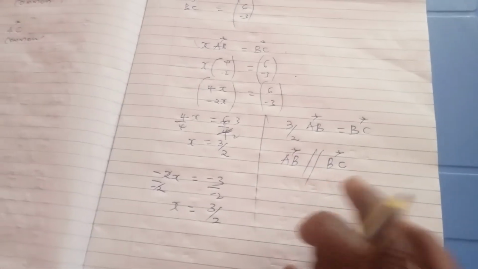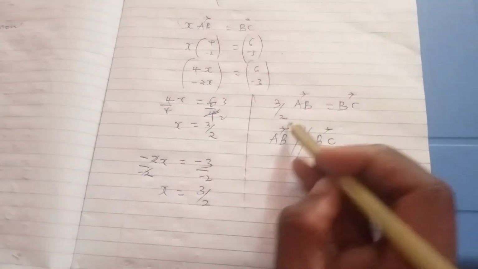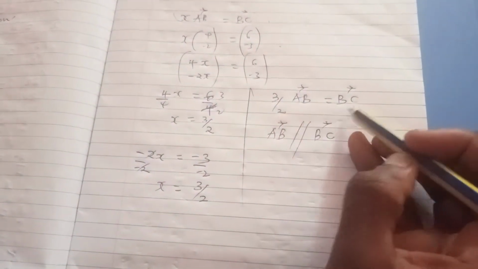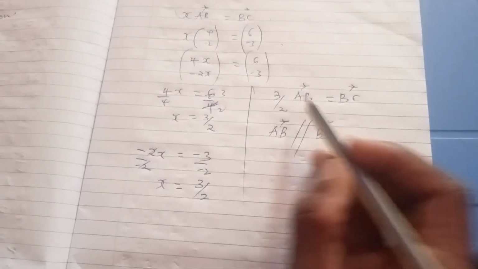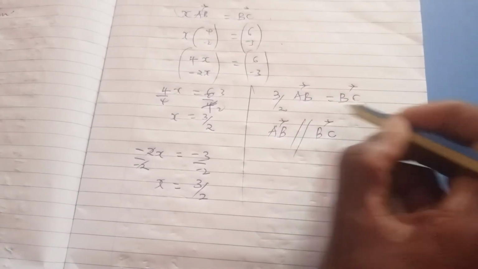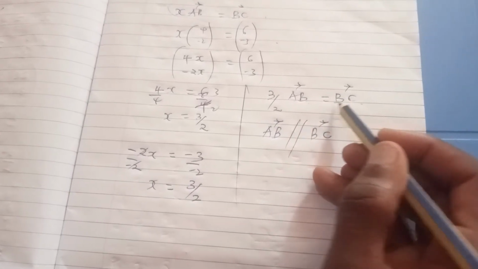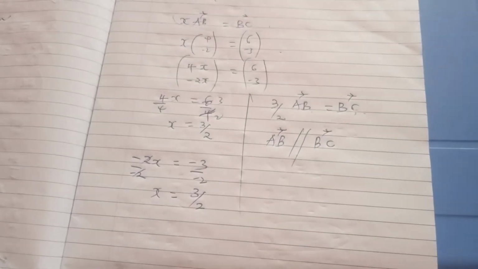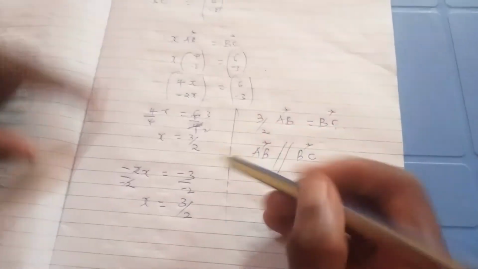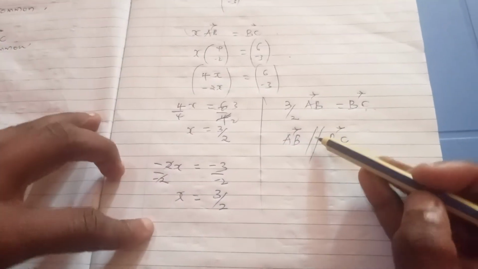Vector AB is parallel to vector BC, because we can write AB in terms of BC. We can say that BC is equal to 3 over 2 AB, or this is the same as AB is equal to 2 over 3 of BC. So this is how we test whether the vectors are parallel or not.